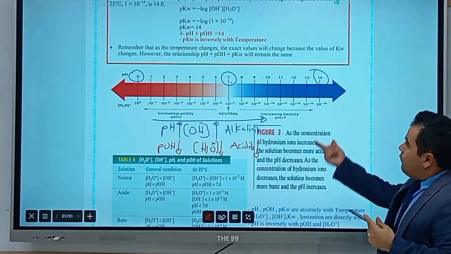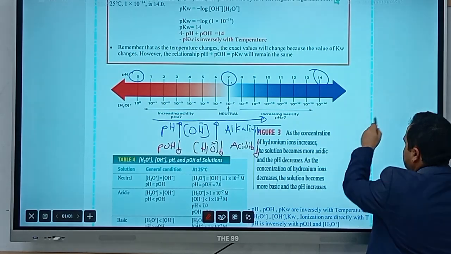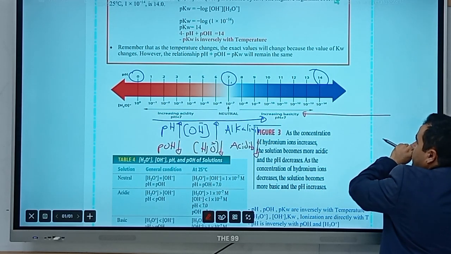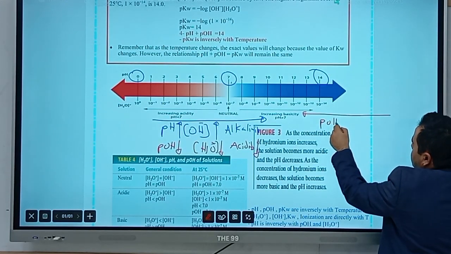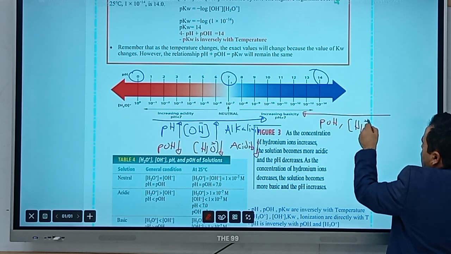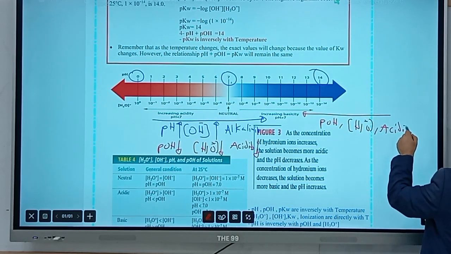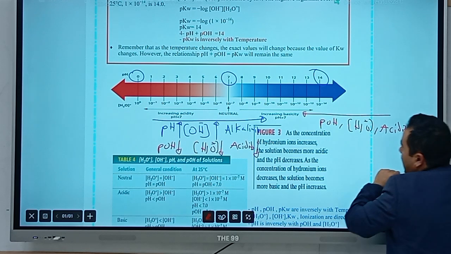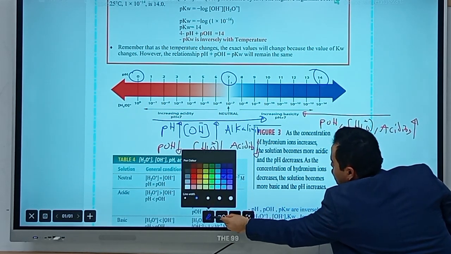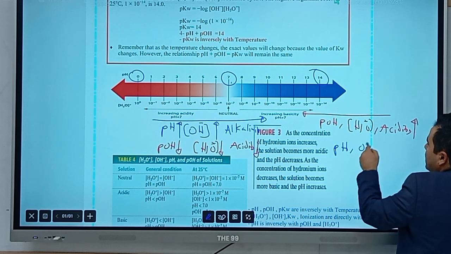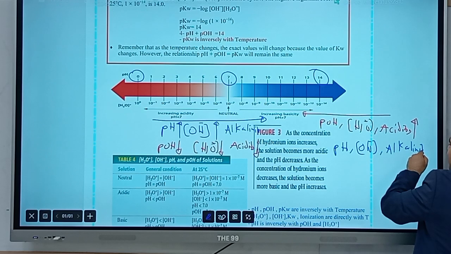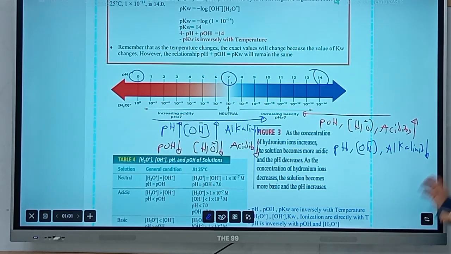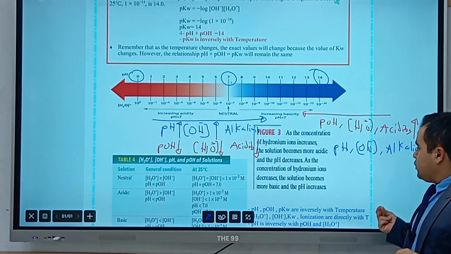And that's true for the reverse process, guys. As we approach towards 0, three quantities of pOH, hydronium concentration, and acidity increase. But three other quantities of pH, hydroxide concentration, alkalinity reduce. This must be known in order to solve the types of questions.